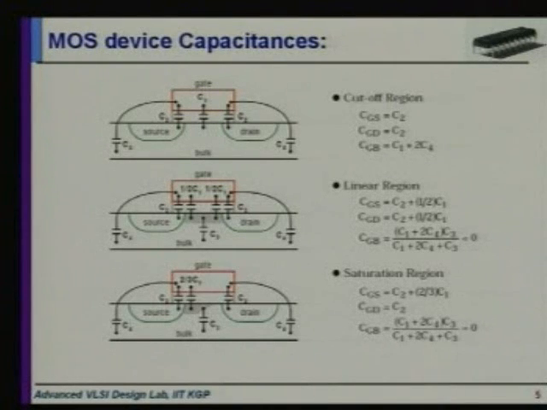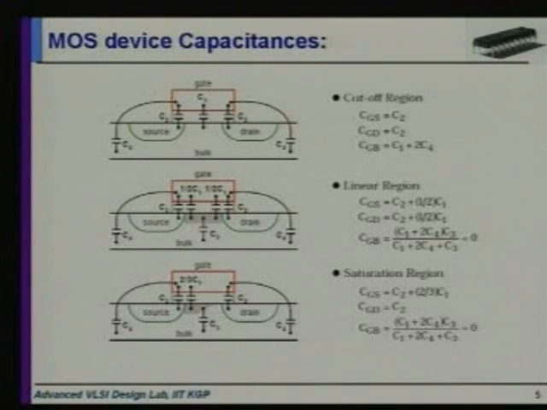See in this slide, whenever the MOS is in the cutoff region, there will be no channel from source to drain. In that case there will be a capacitance from gate to source, another capacitance from gate to drain, and a gate to bulk capacitance. But in the linear region there will be a channel from source to drain, and in that case the gate to bulk capacitance will be nil, and the gate to source and gate to drain capacitance will each be divided into two equal capacitances, that is half C1 and half C2.